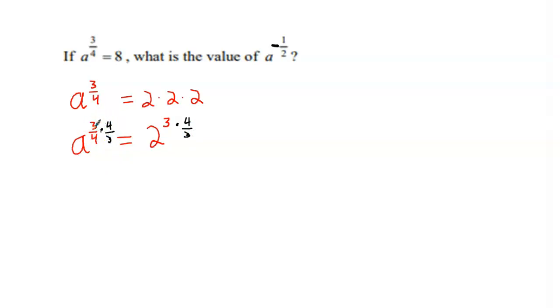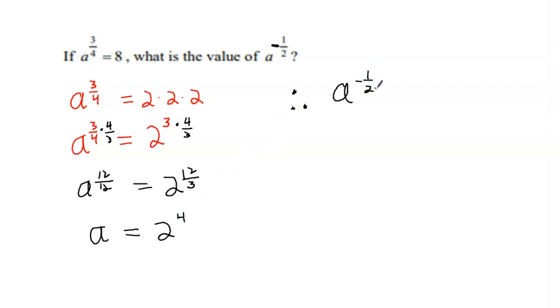As you multiply, you will see that 3 times 4 will be 12, and 4 times 3 will be 12. And here, 2 to the power 12 divided by 3, and we get a to the power 1, or a, equals 2 to the power 4. As we get this, that makes the work so easy.